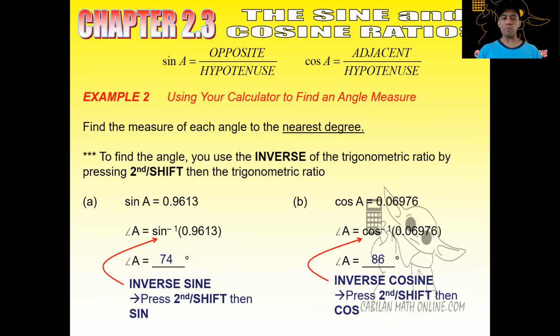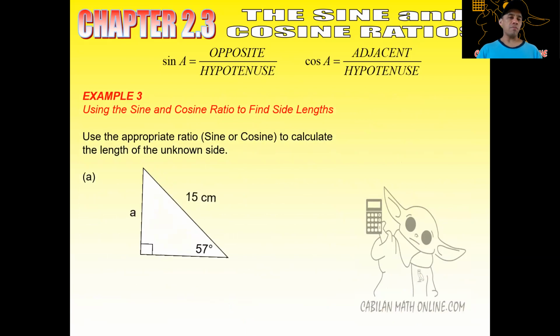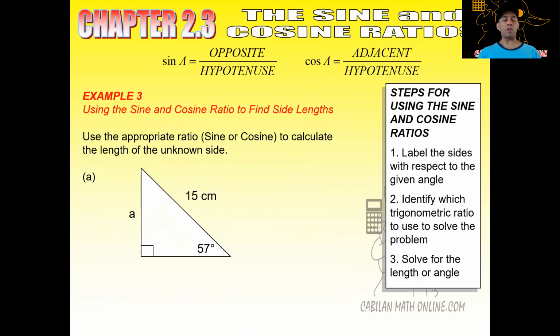Okay, let's actually look at some problems here. The first set of problems we're going to look at is we're going to use the sine and cosine ratios to solve for side lengths. When we're doing these examples, you notice I have a set of steps here that should be relatively easy to follow. We're going to do it exactly the same way for every question that we're dealing with in this lesson as well as for the rest.